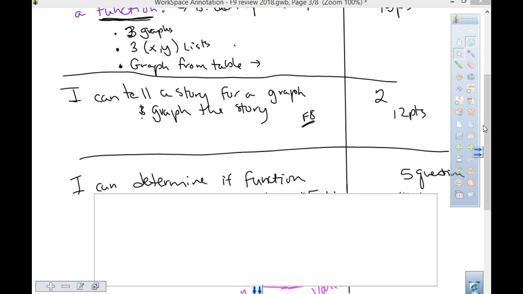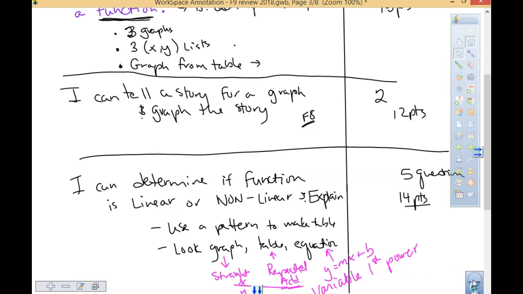The third one on the poster up here, which is a little easier to read, I can determine if a function is linear or not. The question on the quiz today is this question, not the first one. So people are confused. Function: one input for an output. Each input has one output.